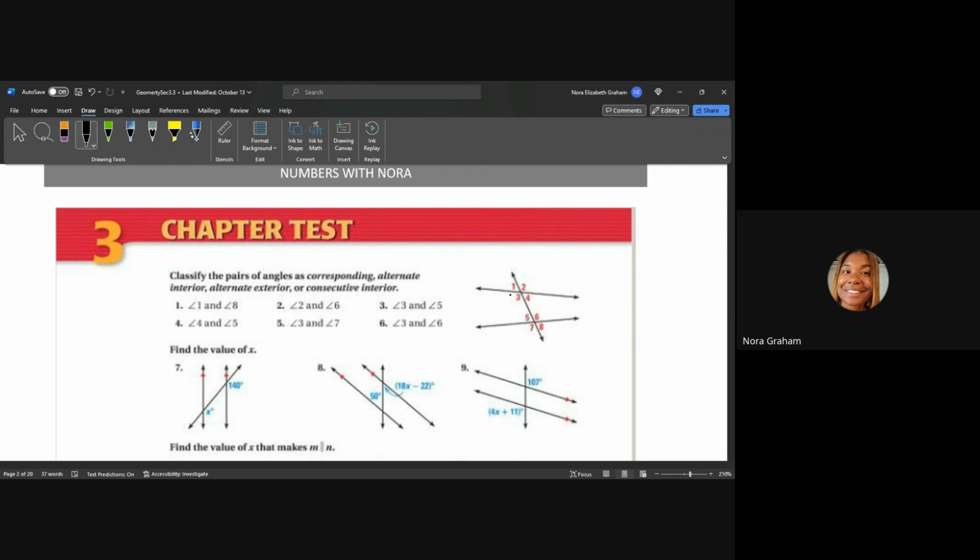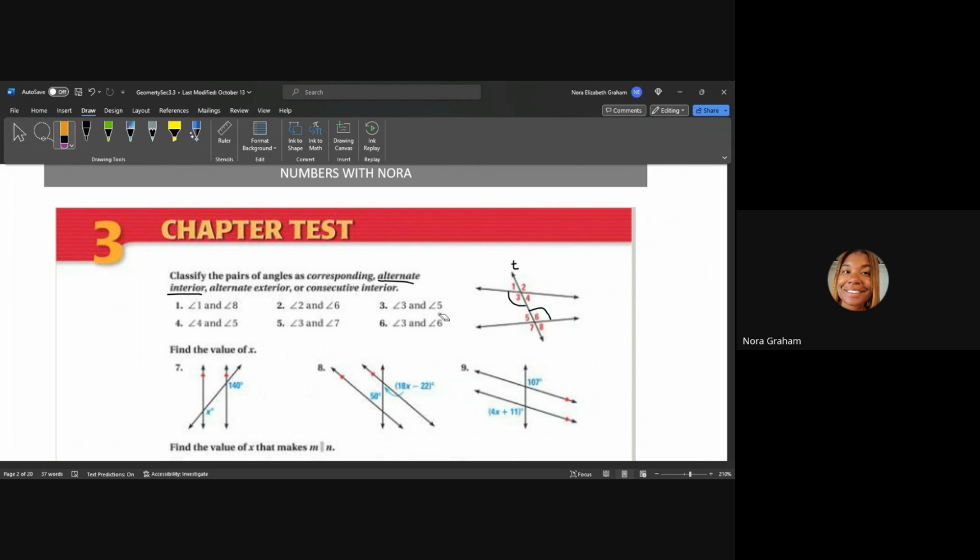For 5, I have 3 and 7. Again, they're on the same side as my transversal, and then they both lie on the bottom of my other 2 lines. So these are going to be corresponding. Okay, for 5, 3 and 7. And the last one, 6. This one is going to be angle 3 and angle 6. And again, they're both inside of my 2 lines, and they're both on alternate sides of my transversal. So they're going to be alternate interior angles. Okay.